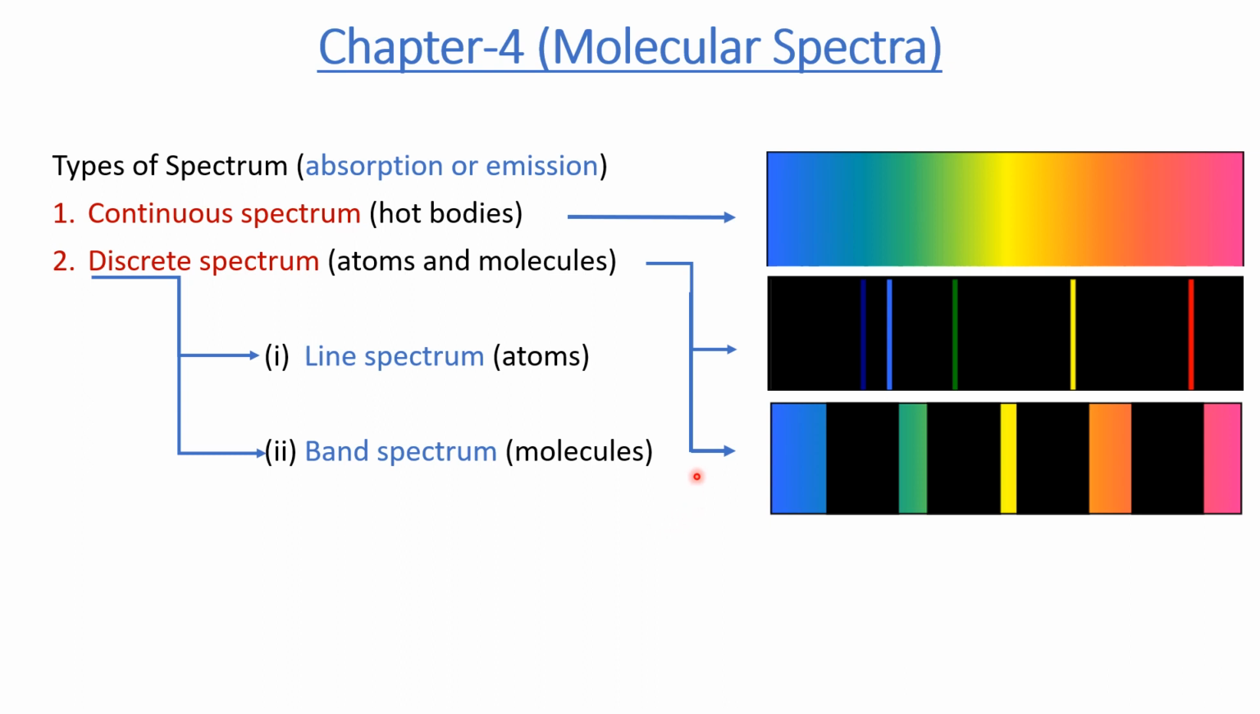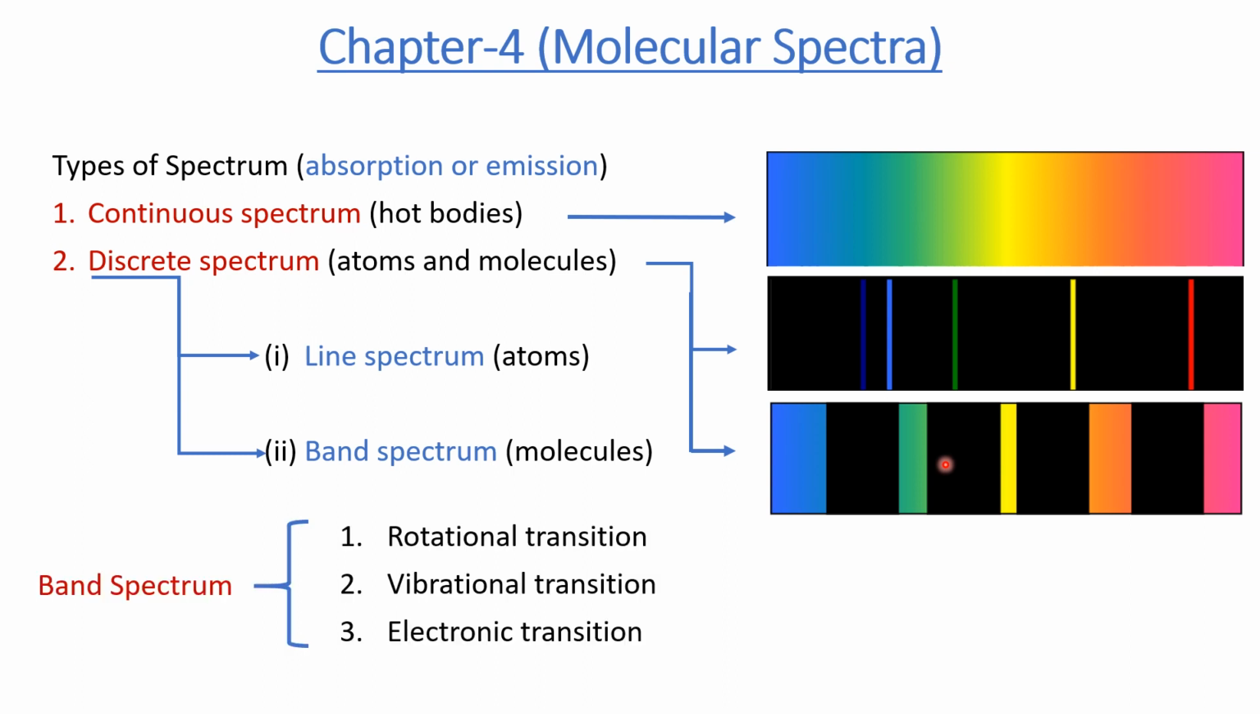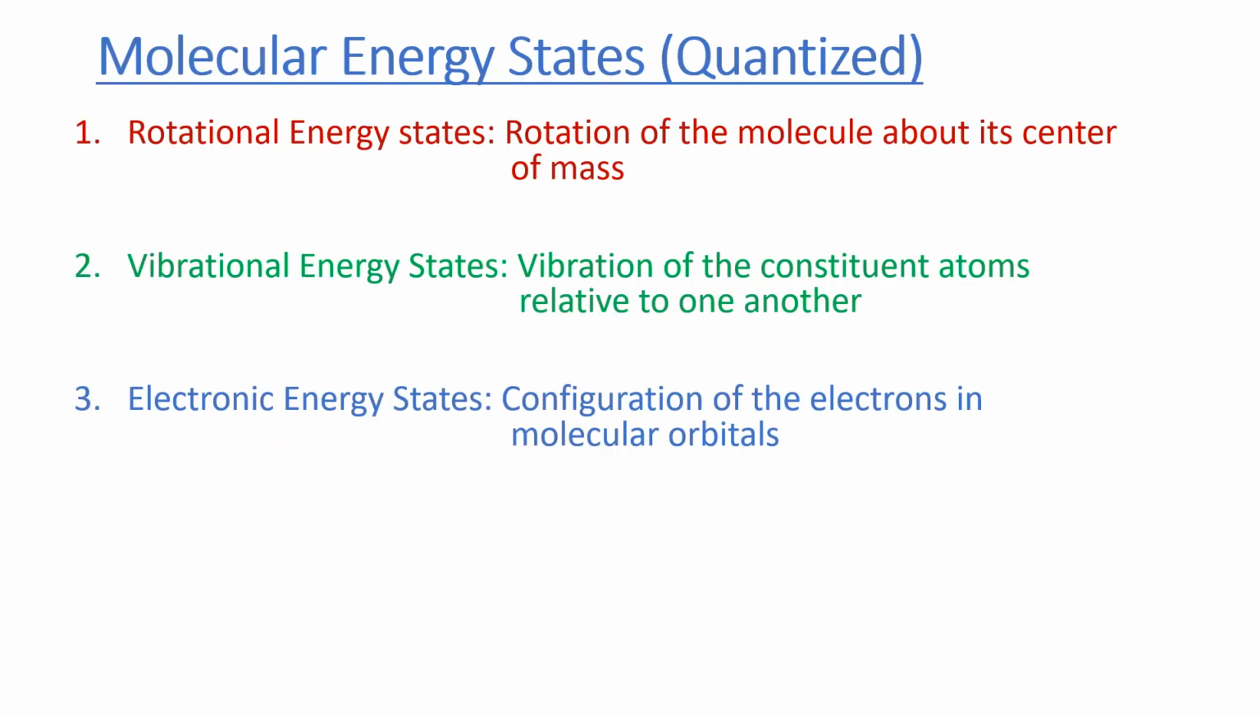The main difference between the atomic spectrum and molecular spectrum is that the atomic spectrum is the line spectrum and the molecular spectrum is the band spectrum. Why do we have the band spectrum for molecules? Because it consists of three contributions. One contribution is from the rotational transition, another from the vibrational transition, and another from the electronic transition.